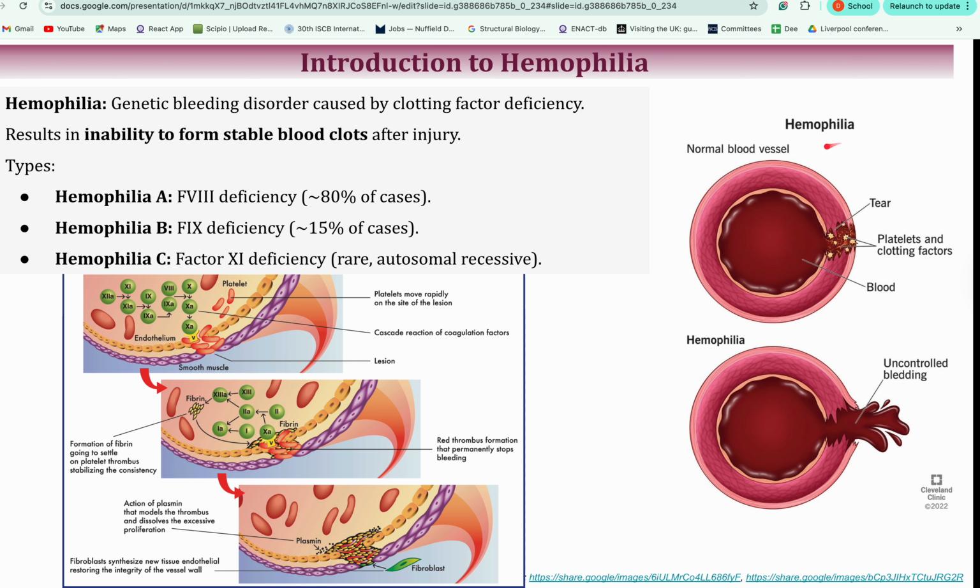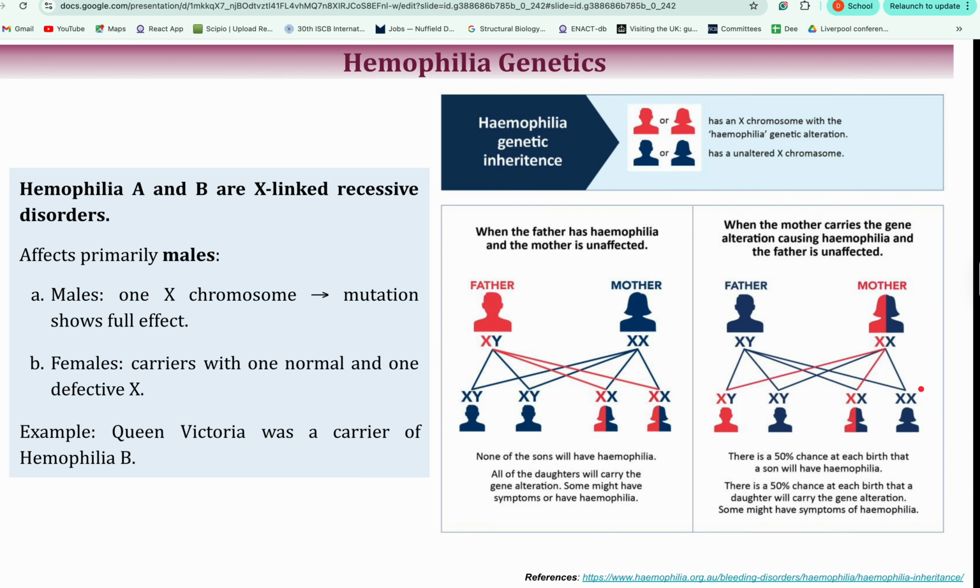Now, in the case of normal blood vessels, if there is some tear, then platelets and clotting factors will come and clot the blood here, and ultimately fibroblasts will generate a new layer of skin. Whereas in the case of hemophilia, due to the missing clotting factors, this cascade of events will not take place and it will lead to uncontrolled bleeding. And if nothing is done, then the person can die.